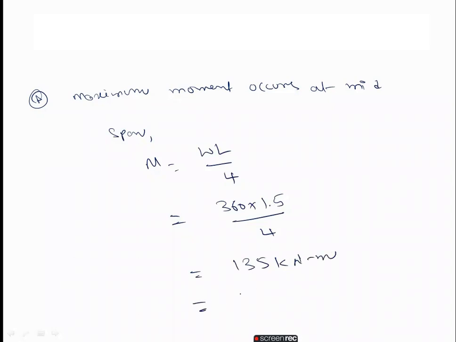If you convert into Newton millimeter, kilonewton to Newton means 10 power 3, meter to mm means 10 power 3. So 135 into 10 power 6 Newton mm. This is the maximum moment occurring at the midspan.